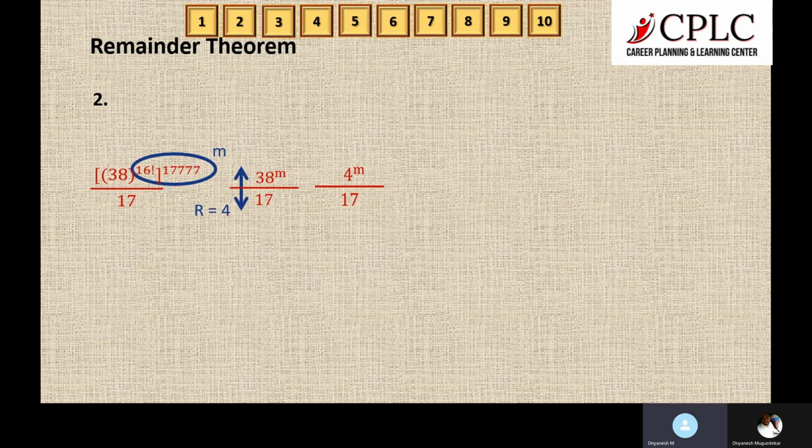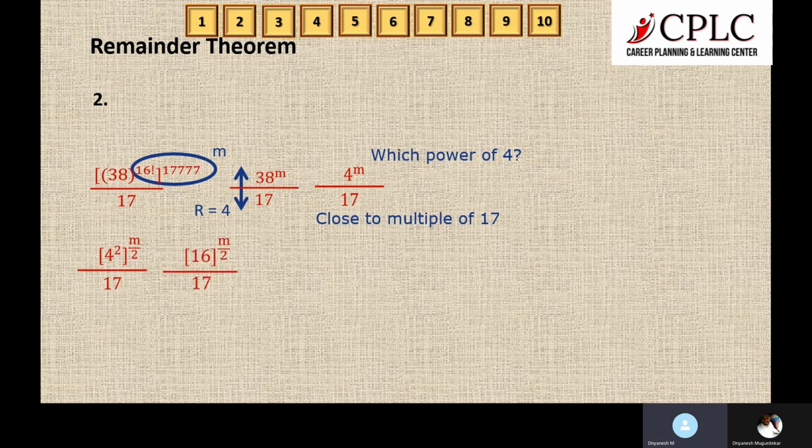And now that it has converted to this type, we will try to figure out which power of 4, when divided by 17, will give you a remainder of plus or minus 1. So it is 4 square, which is 16, that when divided by 17 will give you remainder minus 1. So for 4 square, for that adjustment, we will have to write m as m by 2. So 4 square, the whole raised to m by 2, divided by 17. Replace the number by remainder, you get minus 1 raised to m by 2, the whole thing divided by 17.